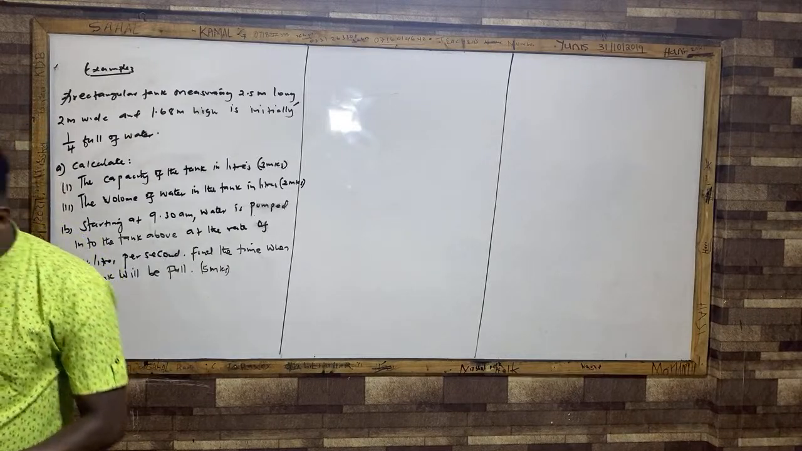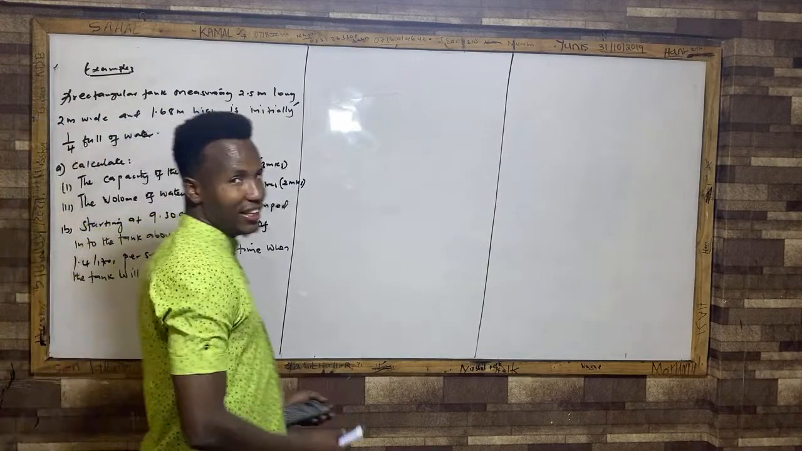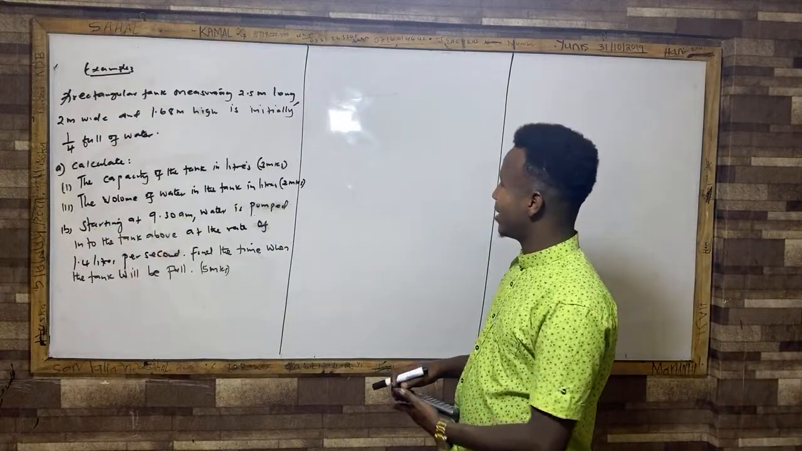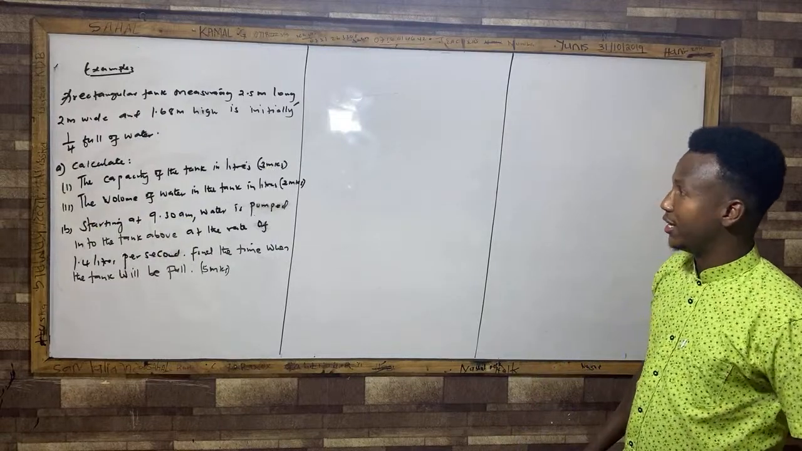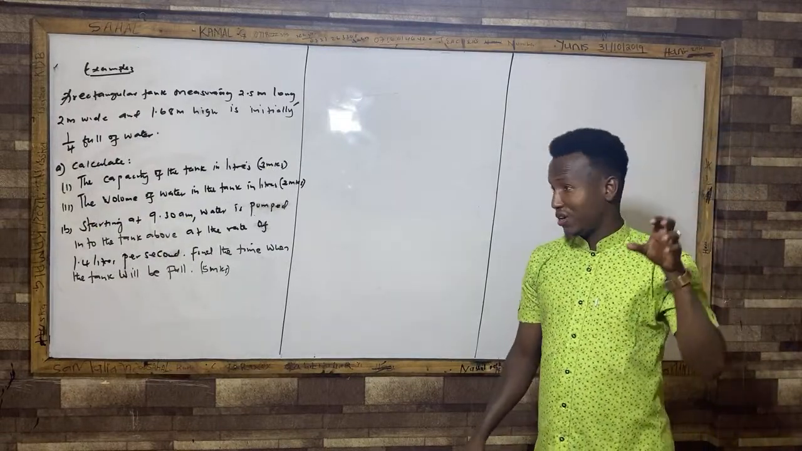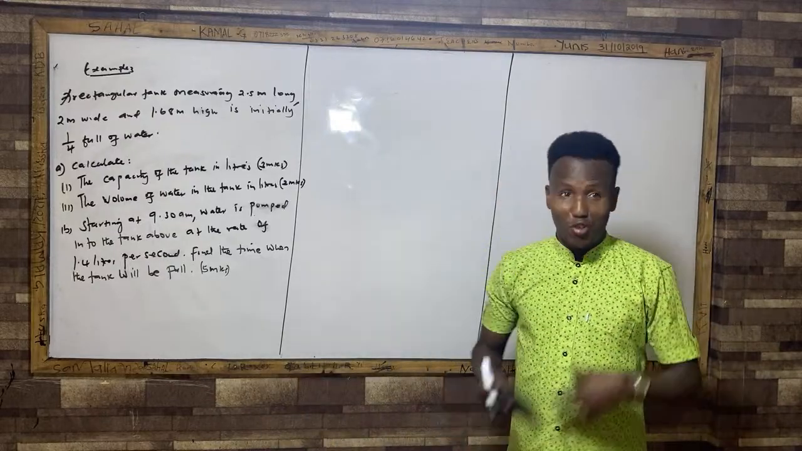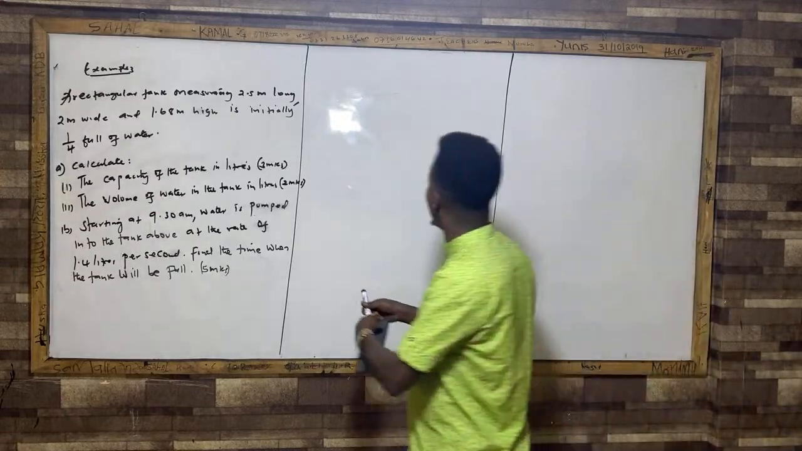Okay, let's go, guys. Understanding the nature of the question is very significant. You're told that a rectangular tank measuring 2.5 meters long, 2 meters wide, and 1.68 meters high is initially a quarter full of water. It's not completely full, so we are left with 3/4 of its volume. So what are we going to do?